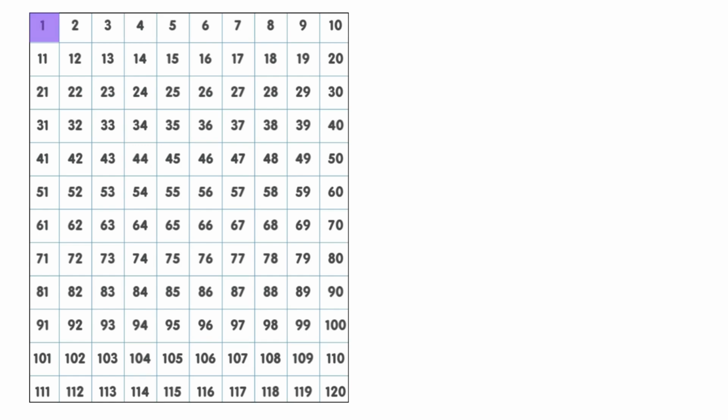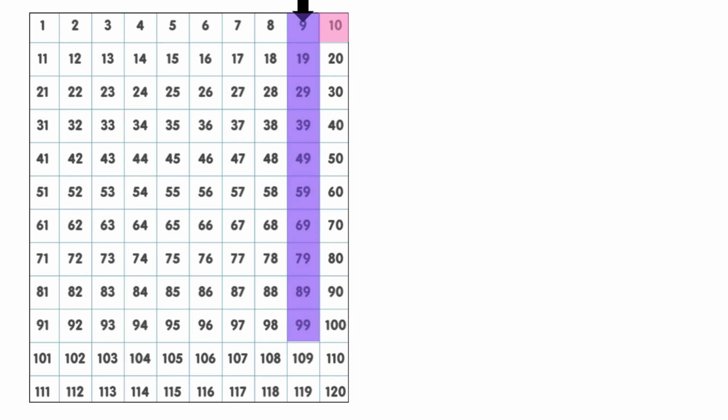1, 2, 3, 4, 5, 6, 7, 8, 9, 10. Look at this. Every time we get to the last number before a new 10, there is always a 9 in the ones place. 9, 19, 29, 39, 49, 59, 69, 79, 89, 99. See that? Every one of those numbers has a 9 in the ones place.